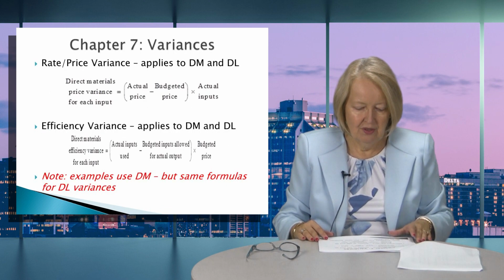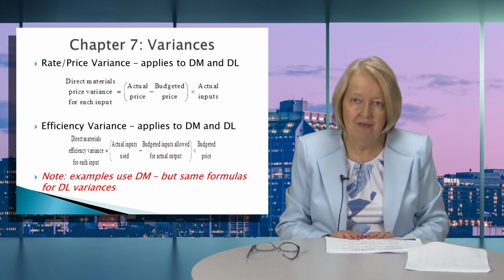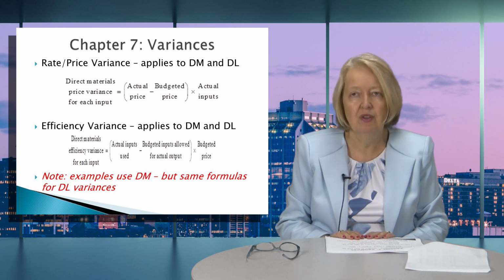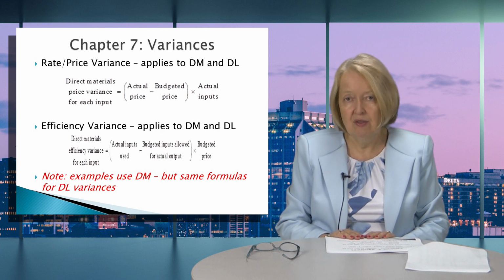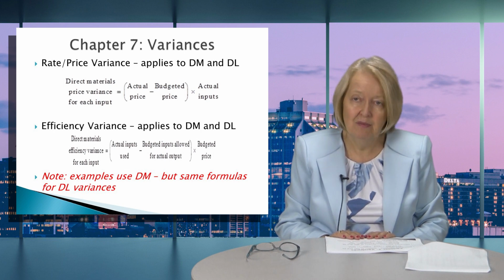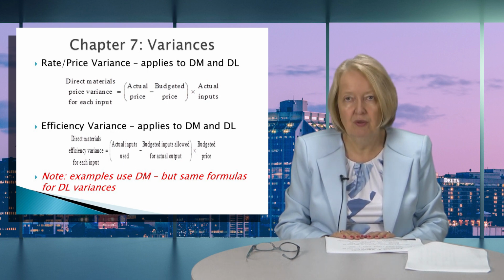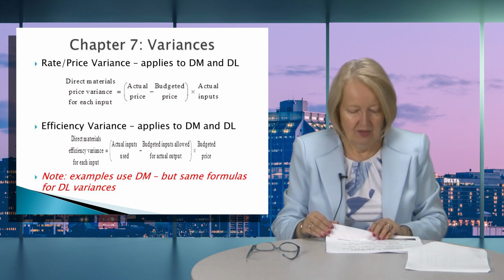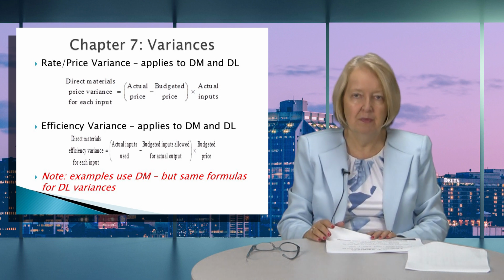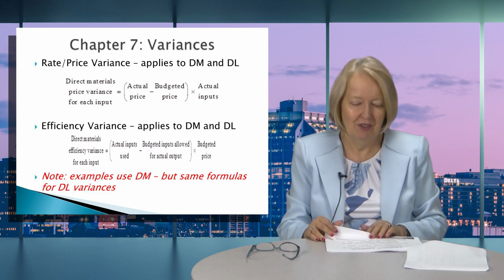So for Chapter 7, these are the variances. You have a rate or price variance. Rate and price, these two terms mean the same thing and are used interchangeably. So there is your formula. It's your actual price minus your budgeted price times your actual inputs. Efficiency variance, again, it's the same formula whether you're doing materials or labor. So the examples are using materials, but the calculation is the same. Just substitute labor where it says materials.